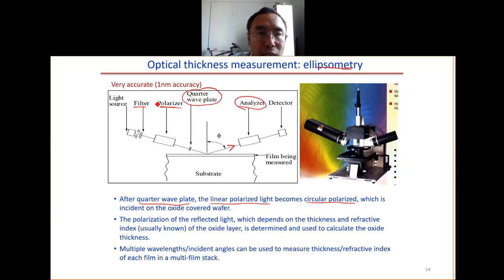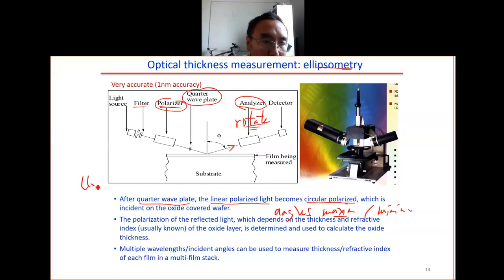This analyzer is also a polarizer, but you can rotate it. This way you can find out which angle gives you the maximum and the minimum light intensity when you do the rotation. From those two angles, you can calculate the thickness. You do some curve fitting to get the thickness and also the refractive index n. You can get those numbers.